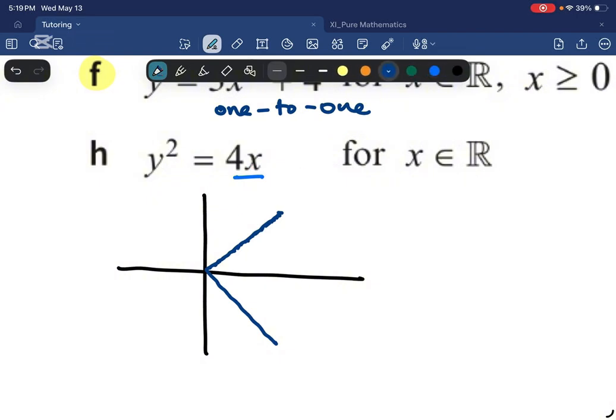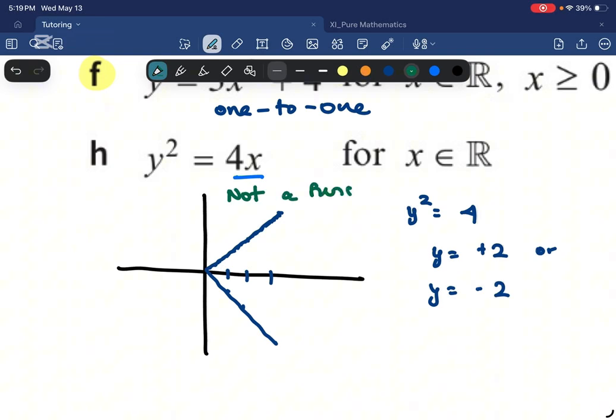And now let's consider a point like x is equal to 1. If x is equal to 1, y squared is equal to 4. So y can be plus 2 or y can be minus 2. Minus 2 squared is 4, plus 2 squared is 4. So you're going to get two values of y. So if x is 1, then y is 2, y is minus 2. So you're going to get 2 values of y for every x. So this is not a function. So h is not a function.